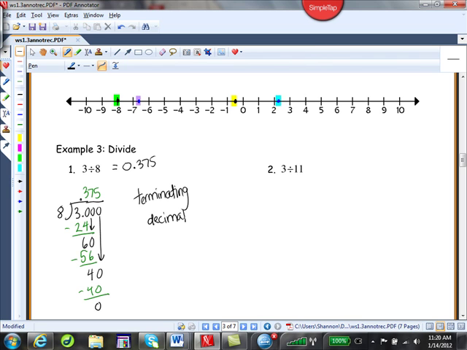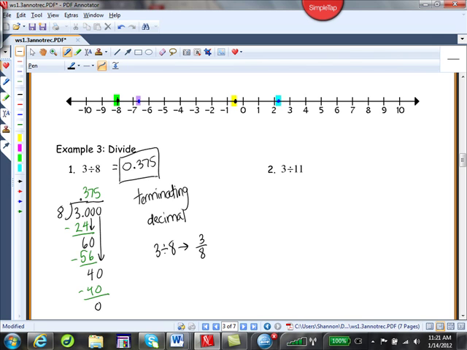So notice that 3 divided by 8 is the same as 3 eighths. When we looked at this fraction, which is a rational number, we got a decimal that terminated. Okay.